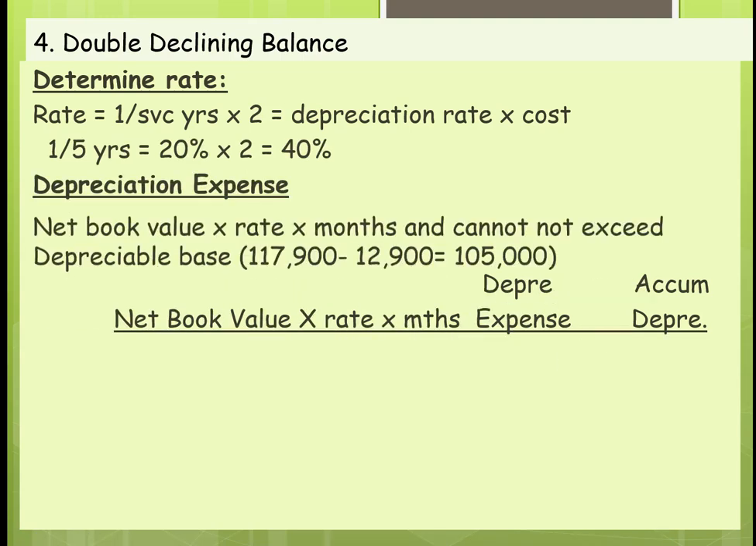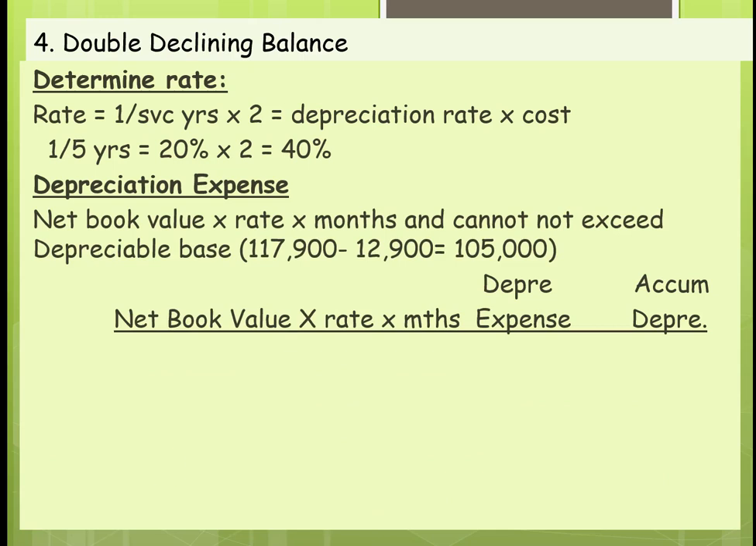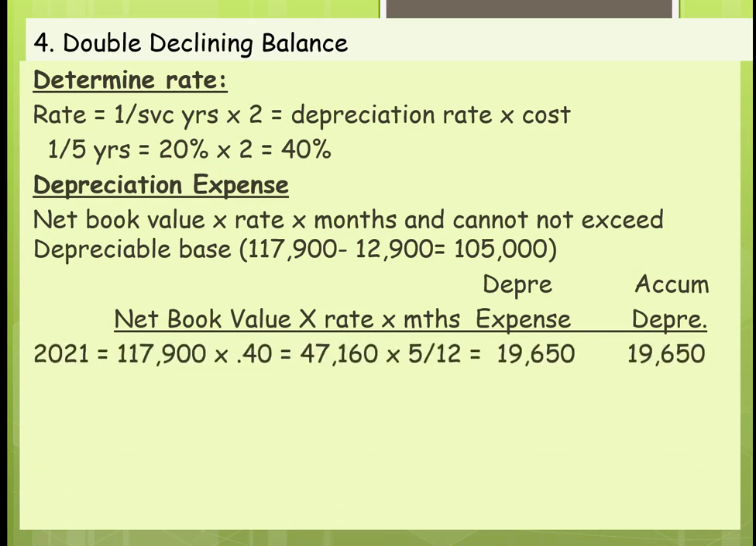And then depreciation expense is always going to be net book value times the rate times the month, and it cannot exceed the depreciable base in the end. So in this case, you don't consider depreciable basis until the end. That's why you need to keep track of accumulated depreciation and net book value. So here's our first year. It's going to be 117,000, which is our cost, times 40% times 5 twelfths. Remember, you have to take that into consideration in the first year.